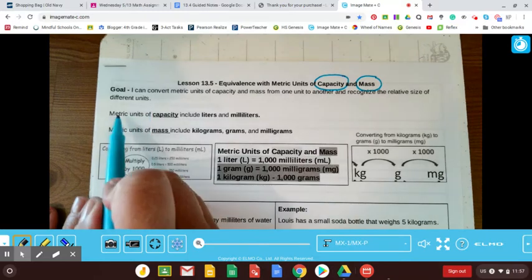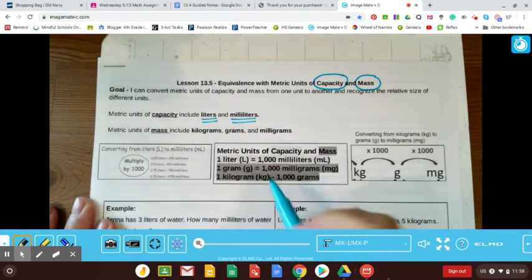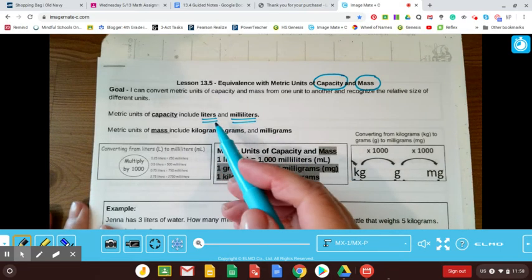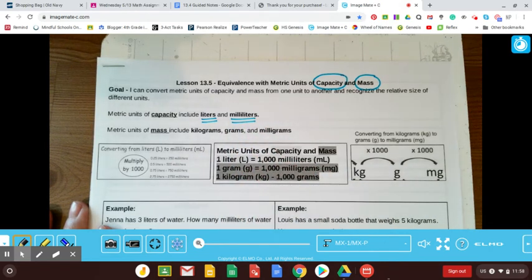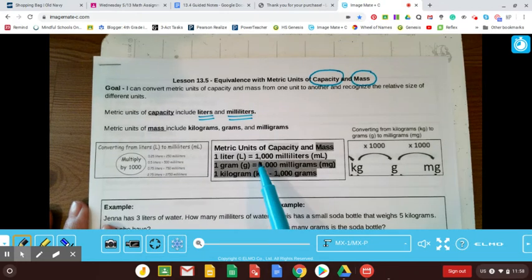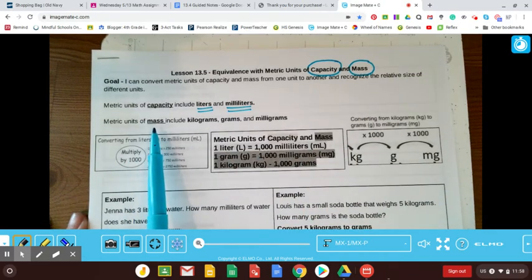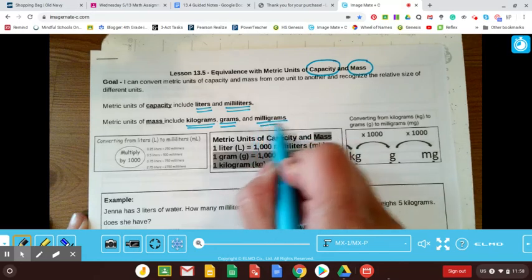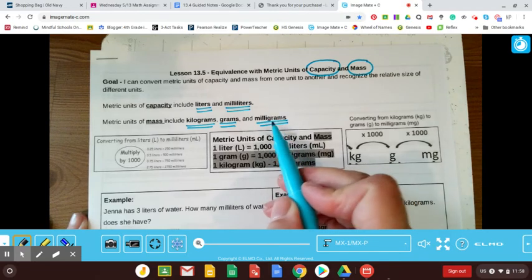As we've been talking, when we talk capacity, we are thinking about liters and milliliters. A liter is like a liter of soda or a 2 liter of soda. It's about the size of a bigger water bottle. Milliliters are tiny, because there are 1,000 milliliters in 1 liter. A milliliter is more like the size of a little eyedropper. We are also talking about metric mass, which includes units like kilograms, grams, and milligrams. Kilograms is the largest amount, then grams, then milligrams are very tiny.